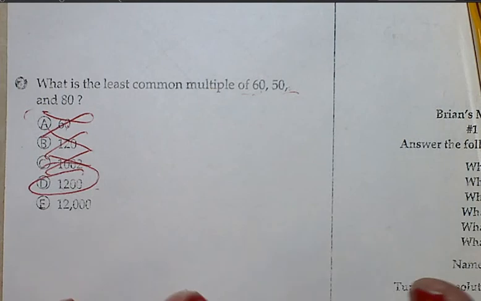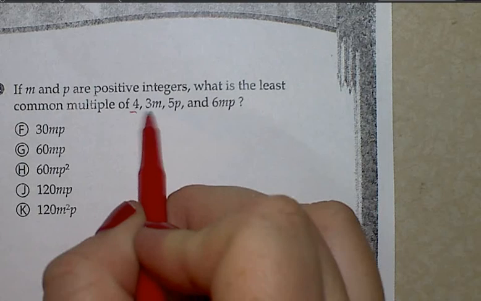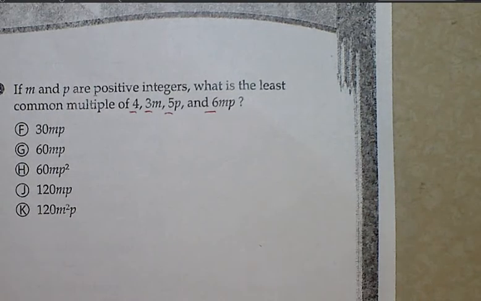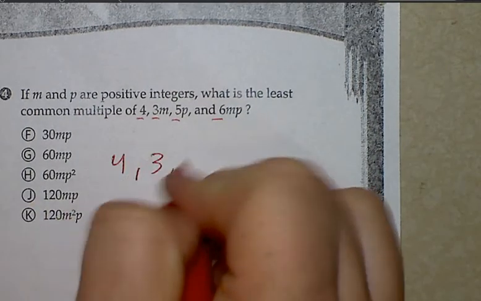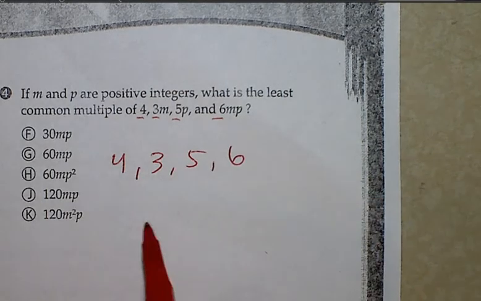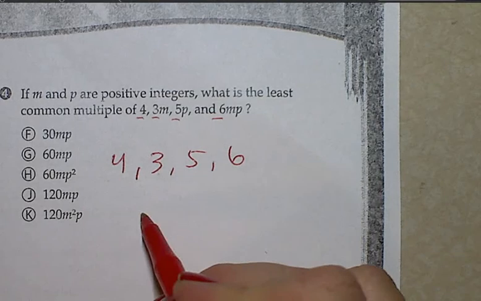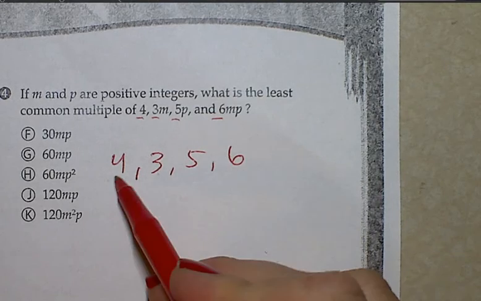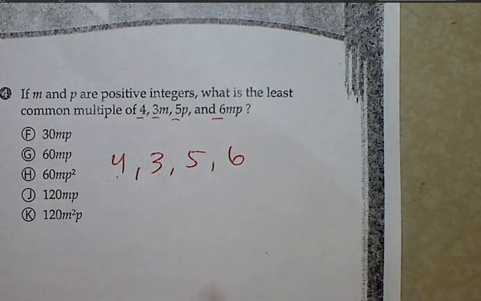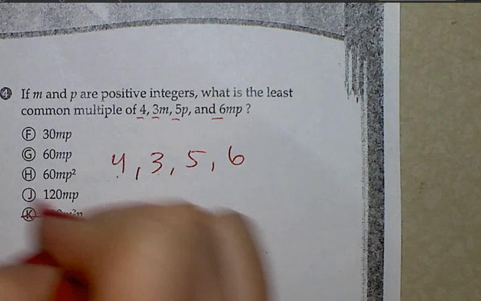If the bell rings, please stay here because we only have 2 left and I can do this quickly. 4, 3, 5, and 6. Forget about the variables. What is the least common multiple for these numbers? You think it's 30? 4 doesn't go into 30. I'll be done quickly. It is 60. So anything without a 60, cross out.